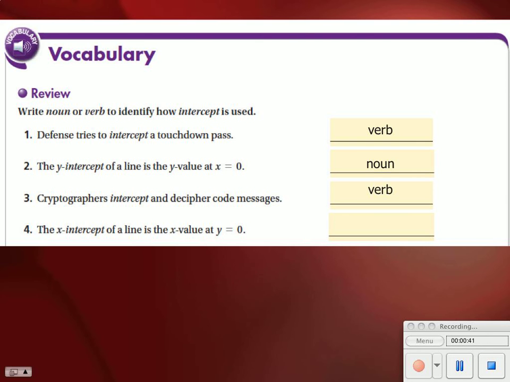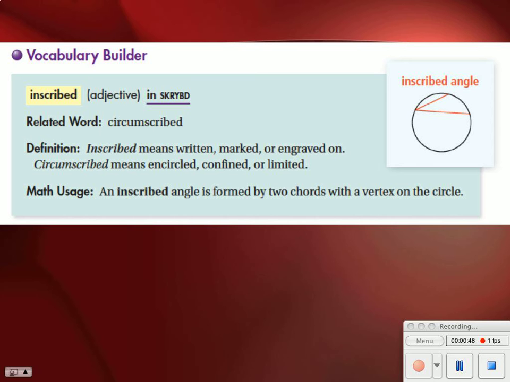A vocabulary word is, again, the word inscribed. An inscribed angle is formed by two chords with a vertex on the circle. So the vertex is on the circle, and that's how the angle is created. So let's quickly review that.